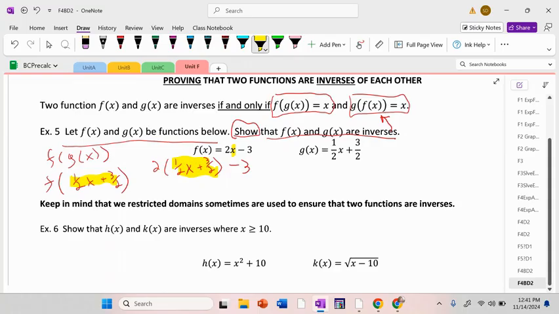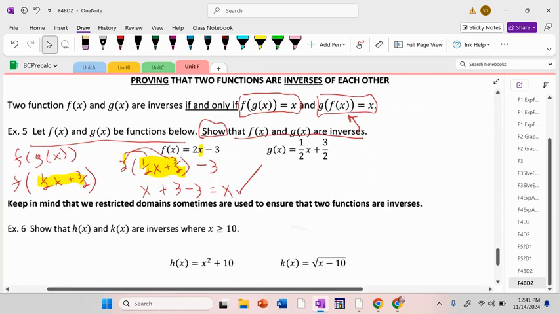Okay. Now, when you distribute 2, 2 times 1/2 is x. 2 times 3/2 is 3. x minus 3 plus 3 equals x. And you do this. You say, check. What should happen? All right. You should get x when you're done.